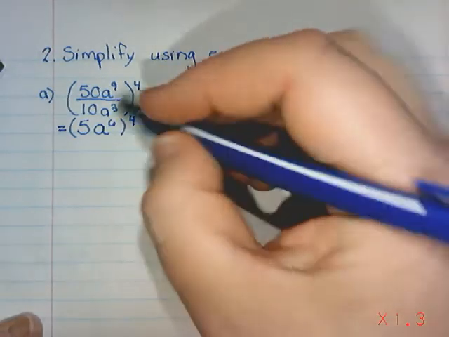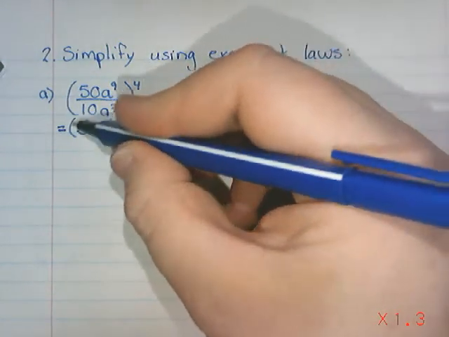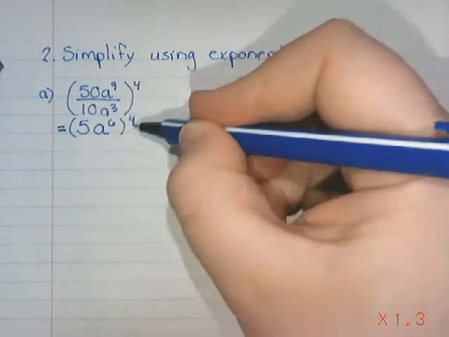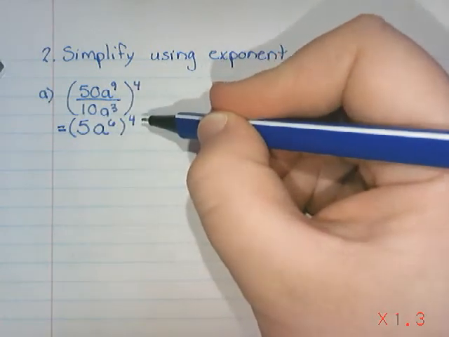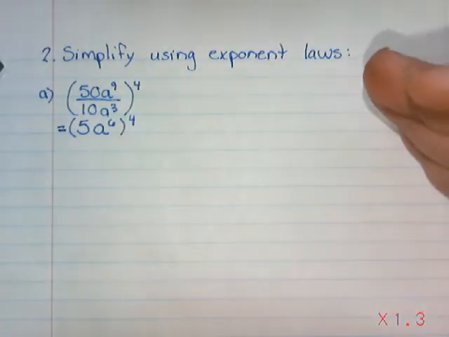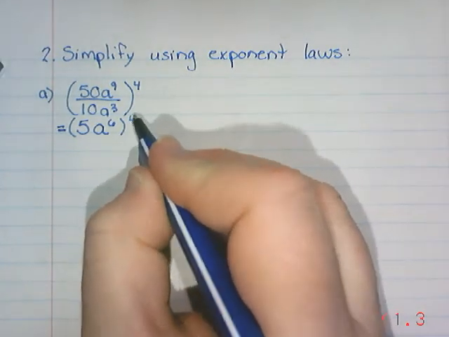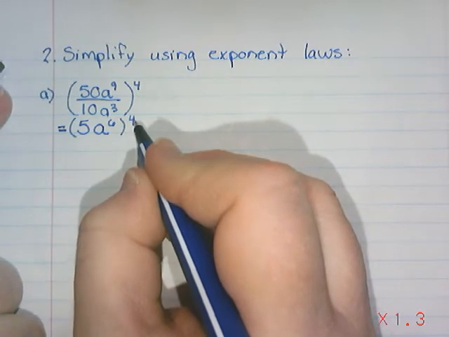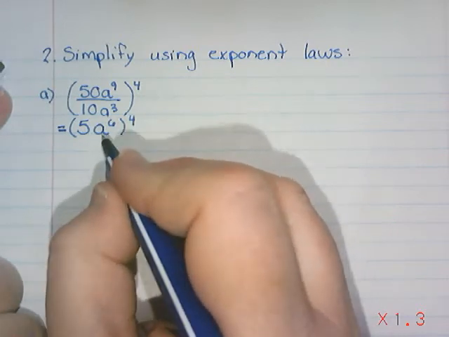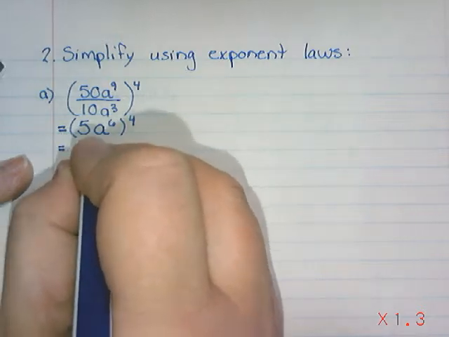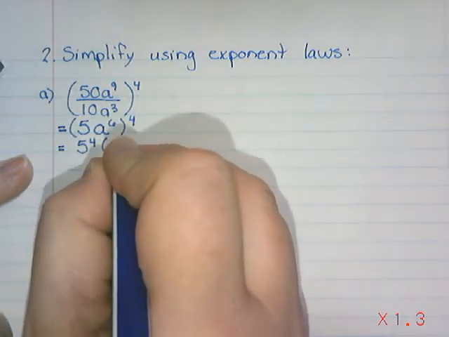So at this point, I still have a bracket, but there isn't anything left to do inside the bracket. The bracket is really there just to show where the power is. So I would move down to the next thing in BEDMAS, which is exponents. So that would be this power of 4. So this power of 4 belongs to both the 5 and the a to the 6. So this is the same thing as 5 to the 4 times a to the 6 to the 4.